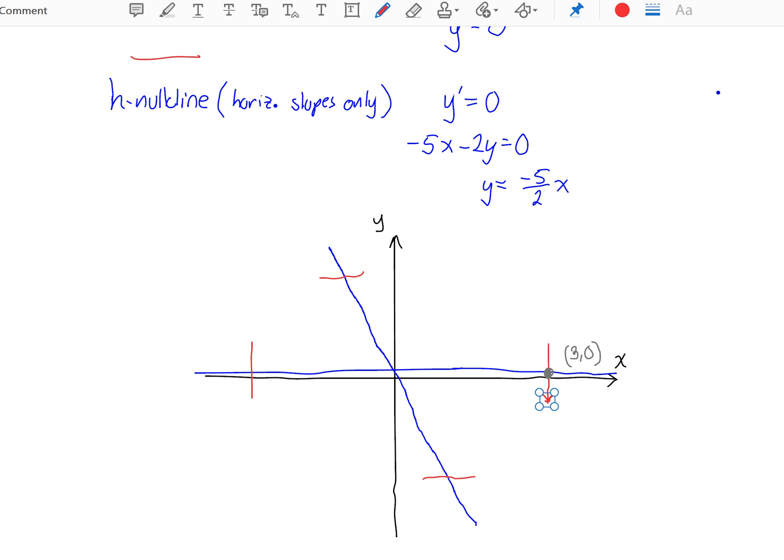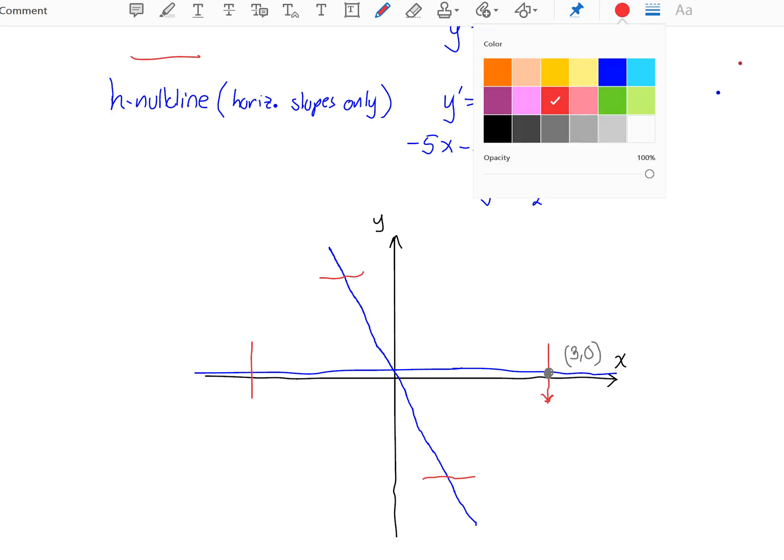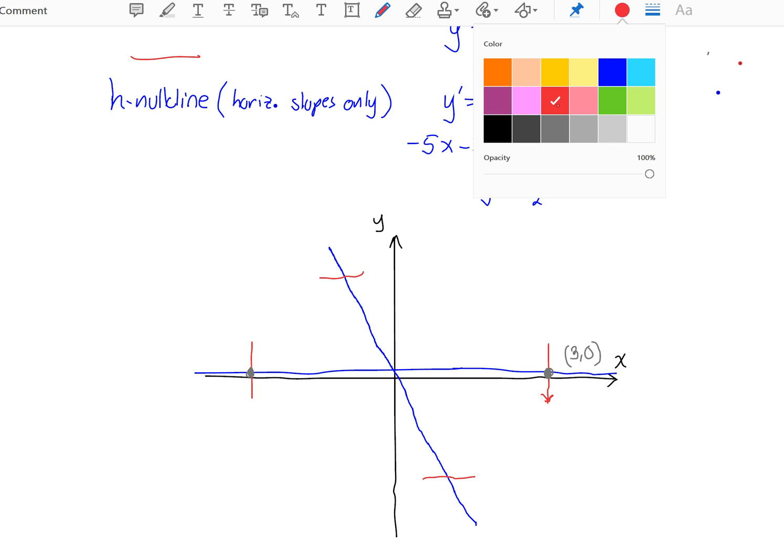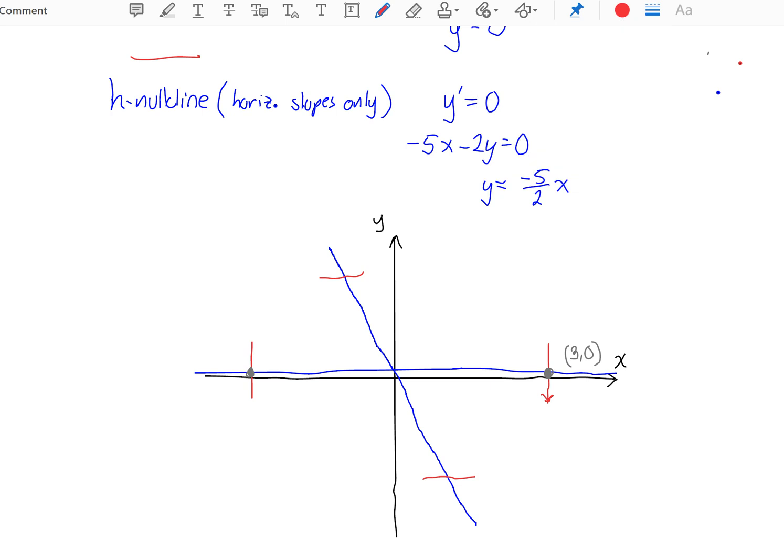Now we could pick another test point on the negative side of your x-axis, but I think what we wanted to recognize from our last example is that your solutions, your trajectories, always change direction when you cross your other nullcline, which means it should be moving up here.